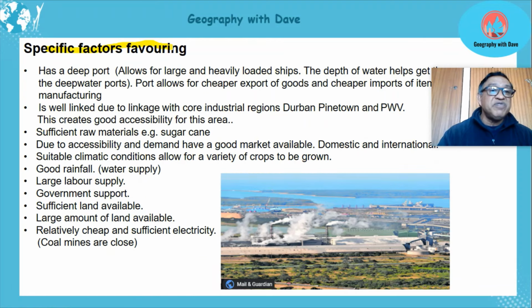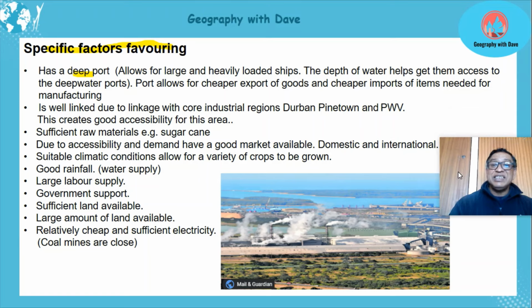Factors, specific factors favouring. I added the specific and general also. Deep port. Can you see it? Again, this area has a deep port. It allows for large, heavily loaded ships, same as Saldanha Bay. The depth of the water, access to deep water ports. The port allows for cheaper export of goods and cheaper import of items needed for manufacturing. So this deep port is Richards Bay itself, found near Richards Bay.